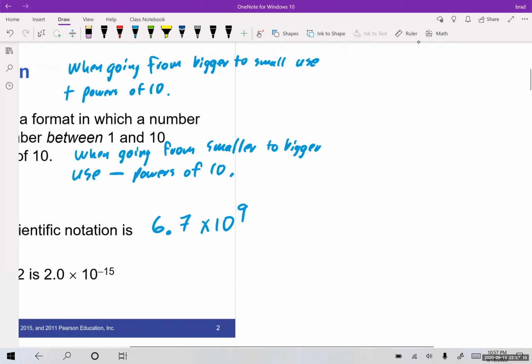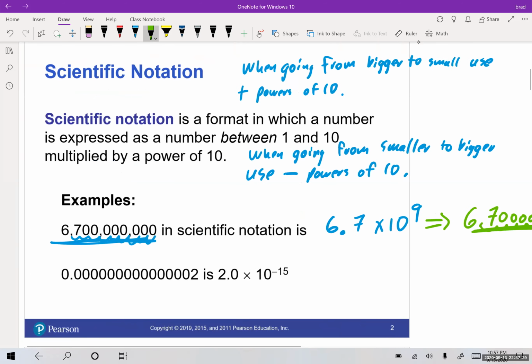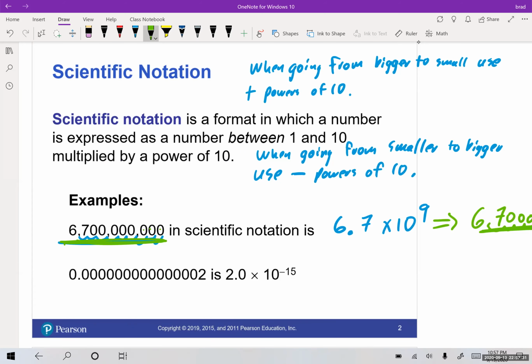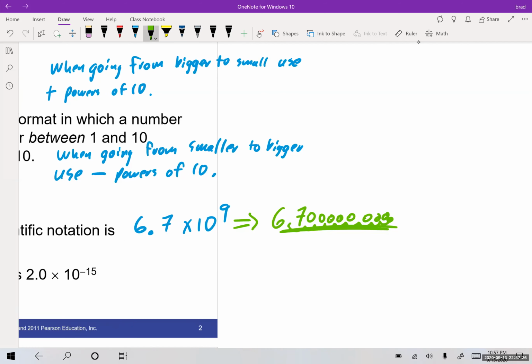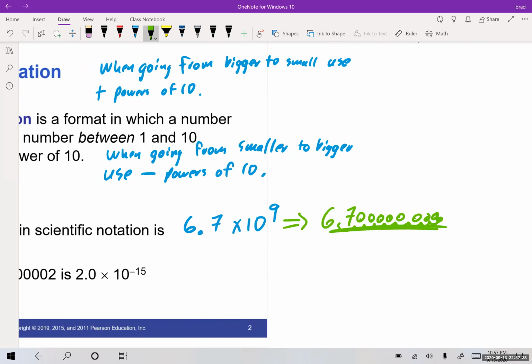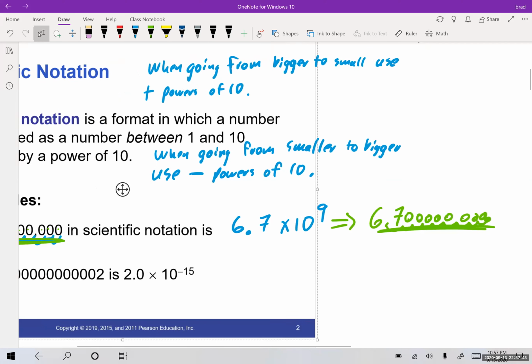Again, all this is saying is we're doing 6.7, and now 10 to the 9th means I go 1, 2, 3, 4, 5, 6, 7, 8, 9. Then I put zeros in all of these spots, and then I put a decimal. Now this better be the same number that we started with over here. We have 8 zeros in both of them, so we're good. This is a certain type of notation that they want you to use.